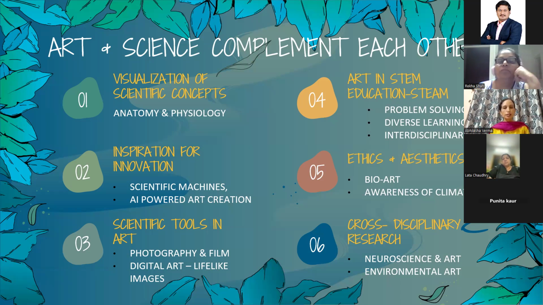And then art in STEM, and now it is called STEAM. That means art is also added in this science, technology, engineering, art, mathematics. So STEM has become STEAM. It helps in problem-solving techniques, diverse learning styles, and interdisciplinary thinking. Again, the integration part comes. Then again, ethics and aesthetics, biology and art, and awareness of climatic changes. Then cross-disciplinary research, integration of art with other subjects, environmental studies are there.